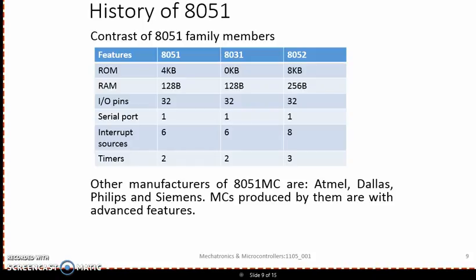So in this video, you have learned about the history of 8051 and a small introduction was given to 8051. Next video, we will be learning about the architecture of 8051.